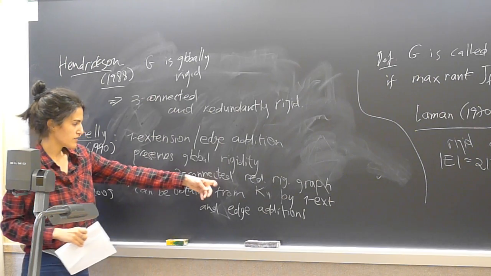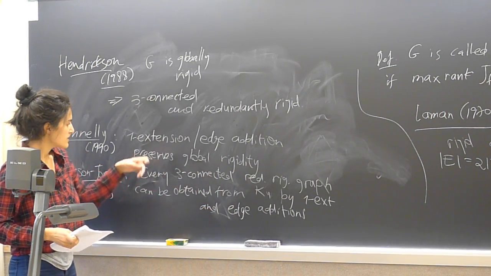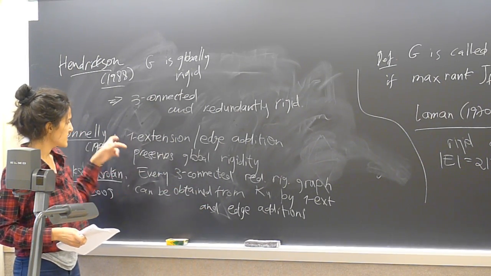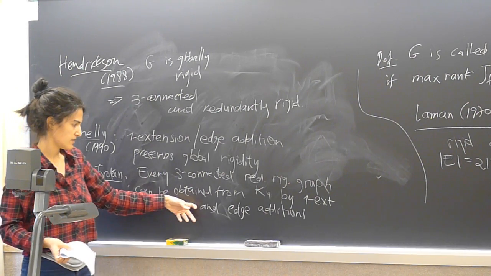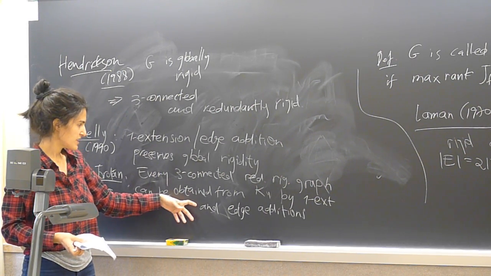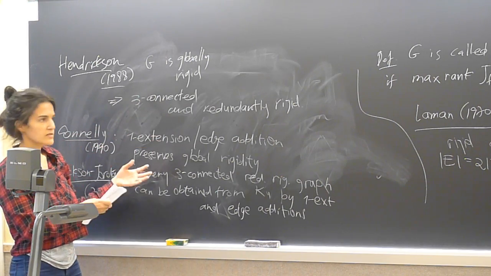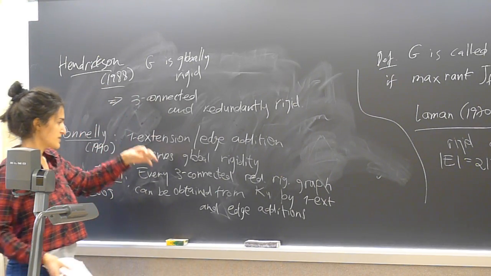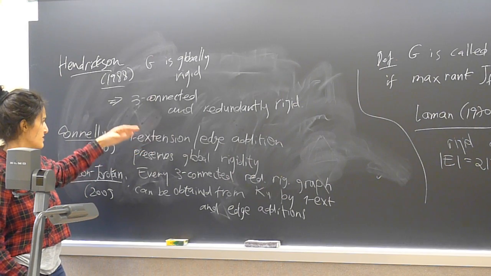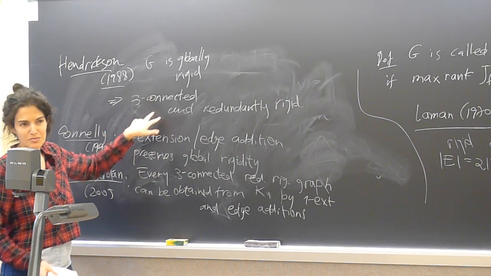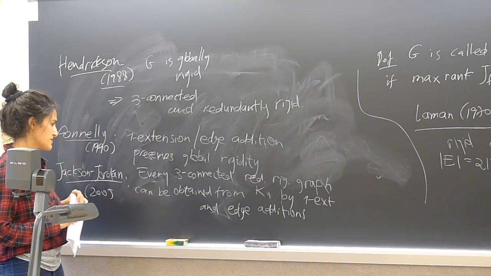So we can start with a K4, it is globally rigid, then we just apply these operations and we get again a globally rigid graph. But if every graph with these properties can be obtained this way, and every globally rigid graph has to have these properties, then this is a characterization.